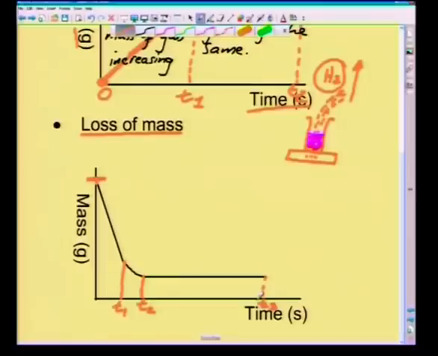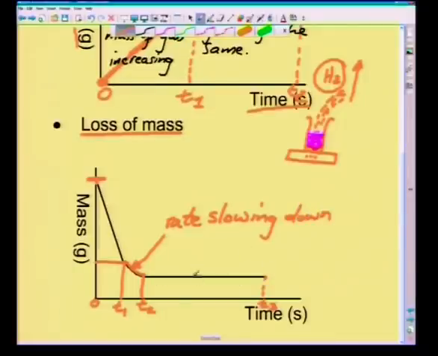Now, from 0 to T1, which is this area here, we've got a sharp decline in the mass. But between T1 and T2, we've got some curve, the gentle curve. And that tells us that the reaction rate is slowing down at that point.